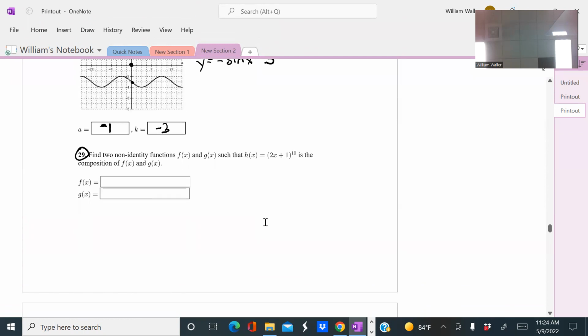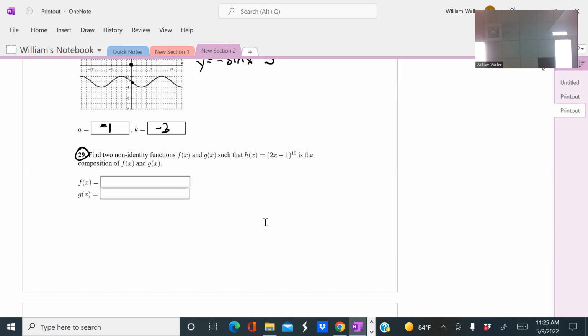Here's an easy one for you. So a completely different problem. This has nothing to do with trig functions. So here we have a function called h, 2x plus 1 to the, what power is that? 10th power. So kind of an ugly function because it's got that big 10 power on it. And we want to break this up into 2 simpler functions so that when you compose them, you would get 2x plus 1 to the 10th power.